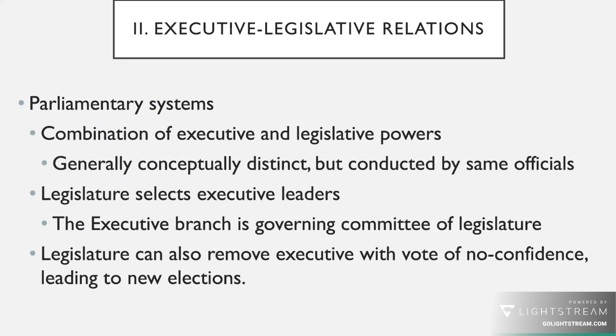Well, what we mean is that generally speaking, in a parliamentary system, the voters will elect their legislative members, and then the legislature will select the executive leadership of the country. So the executive branch is kind of the governing committee of the legislature, the executive committee, if you like, of the legislature. So the legislature can remove the executive with a vote of no confidence in a parliamentary system, which typically triggers new elections.